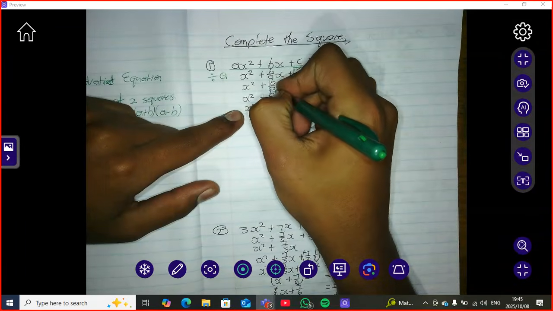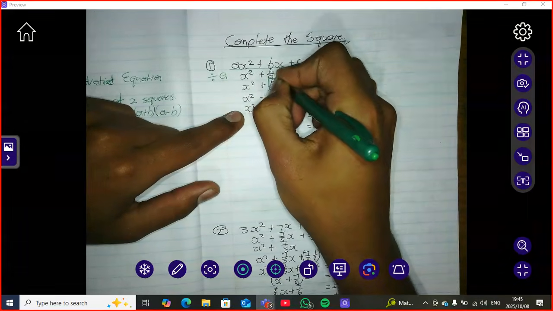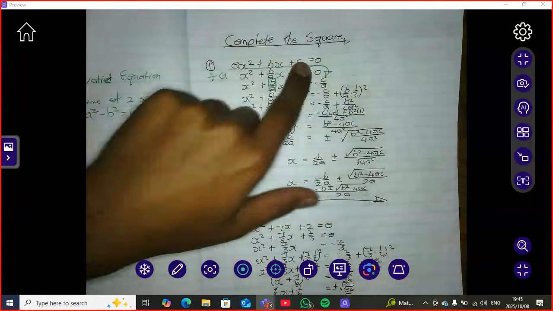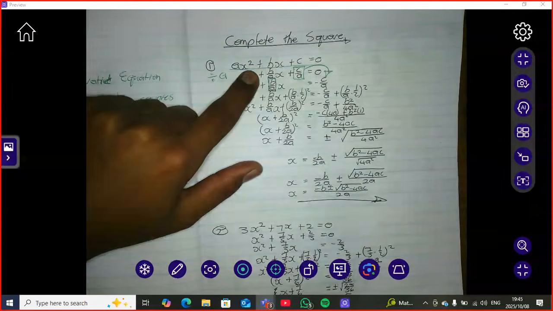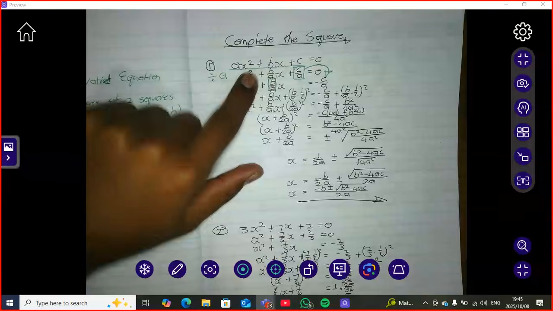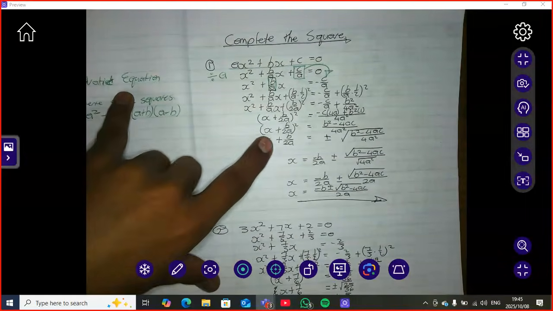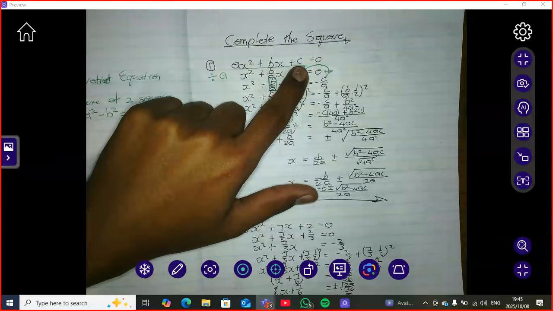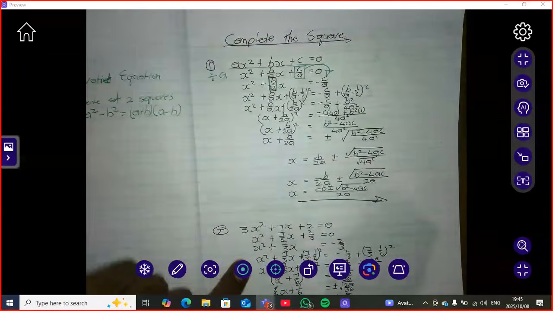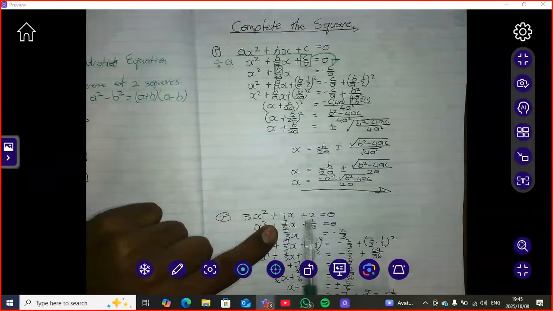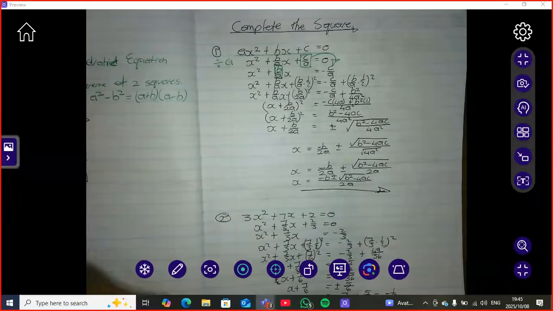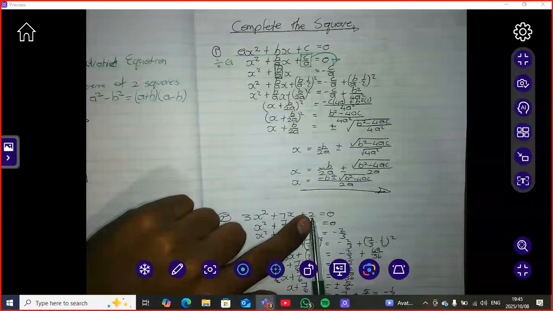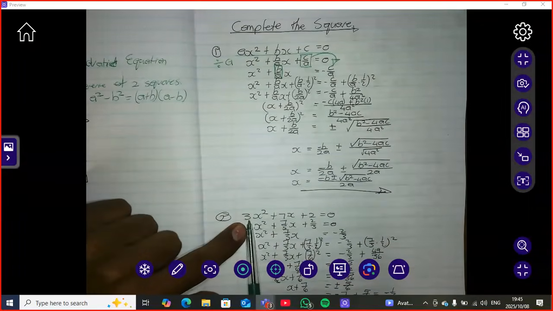Whatever my b value is, because as we know, this is the standard equation of a quadratic equation: ax squared plus bx plus c. This can also be 3x squared plus 7x plus 2, it's the exact same thing. My 7 is my b value. My 2 is my c value. My 3 is my a value.